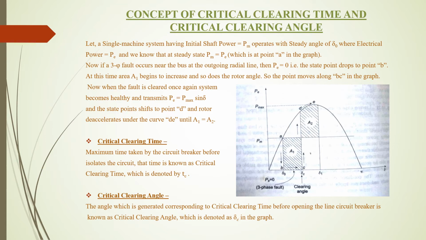Critical clearing time. What is critical clearing time? The maximum time the circuit breaker can take before isolating the circuit is known as critical clearing time, which is denoted by TC. Critical clearing angle: the angle which is reached corresponding to critical clearing time before opening the line circuit breaker is known as critical clearing angle, which is denoted as del C.